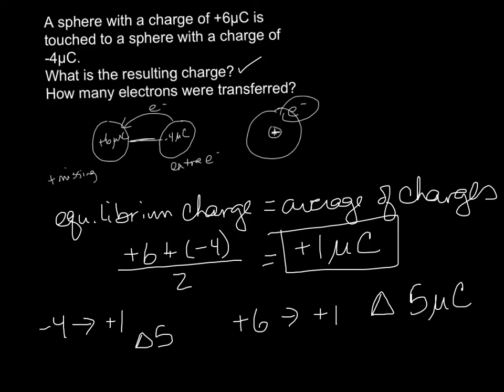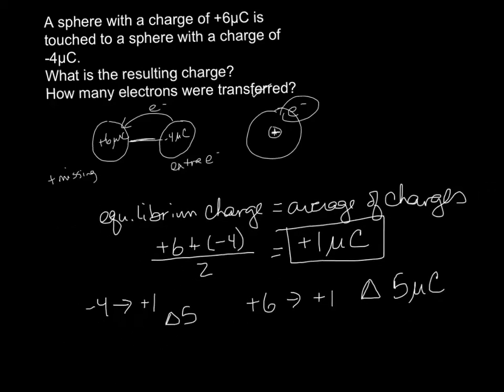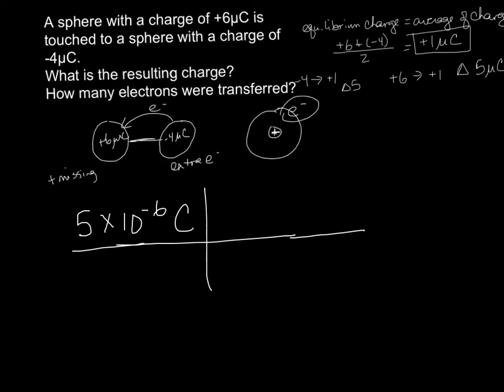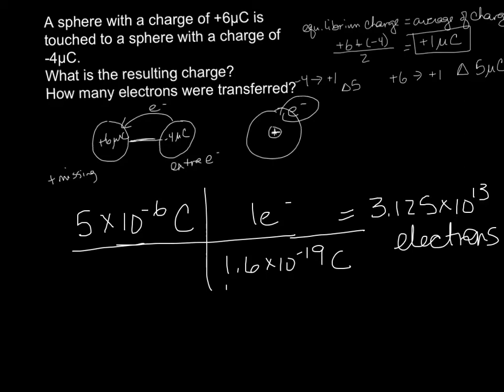Okay, so now it's just like the problems we did before. We're going to take that 5 microcoulombs. Remember, 5 microcoulombs is 5 times 10 to the minus 6 coulombs, because micro means times 10 to the minus 6. And then we're going to do our dimensional analysis. 1.6 times 10 to the minus 19 coulombs is 1 electron. Doing the math, we get 3.125 times 10 to the 13.